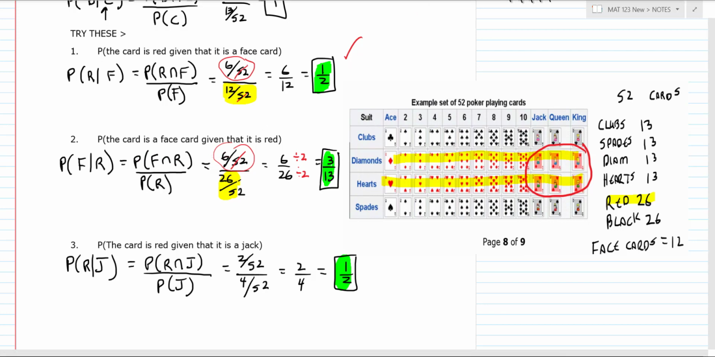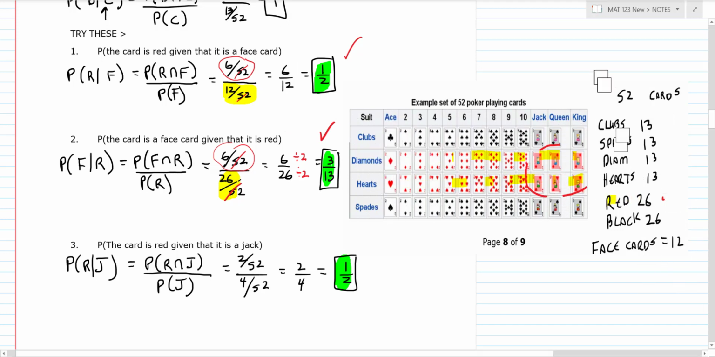Okay, so see what you're doing with that part is you're doing the intersection of the 12 face cards with the red, and that would be this right here. Again, 52 crosses out, 6 over 26. Reduce the fraction, so you get 3 out of 13. Okay.